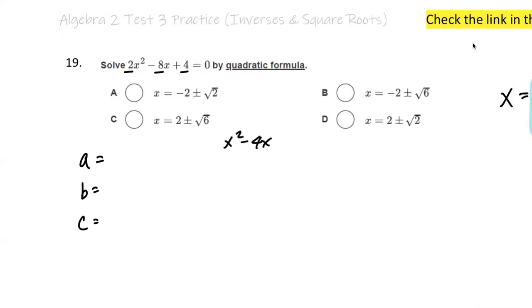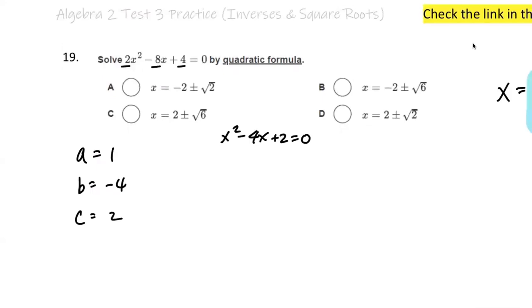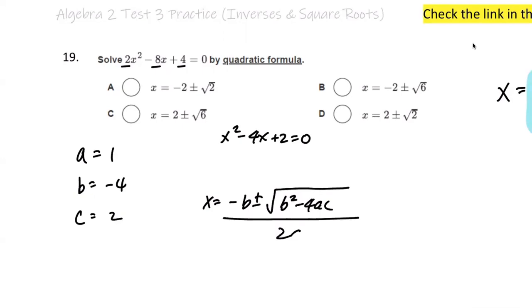So you can reduce the expression by 2, and you would have x squared minus 4x plus 2. Then your a value is 1, b value is -4, and c value is 2. And this is much better to work with, because, you know, smaller numbers. So I'm going to rewrite it again so that you can see it better: b squared minus 4ac all over 2a.